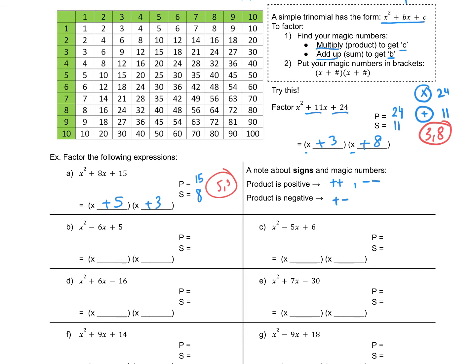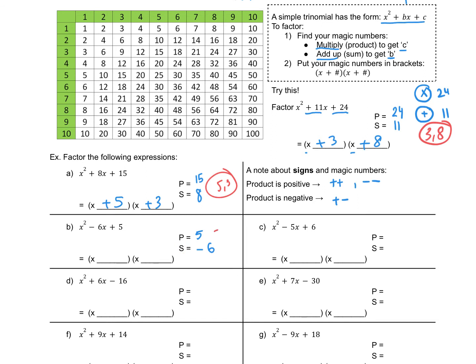Okay, so I want us to keep that in mind now that I'm going to start adding positives and negatives to the expression. So I have x squared minus 6x plus 5. So the product is the constant, the sum is the coefficient of x. So I see the product is positive, which means they're either both going to be positive or both negative. The fact that my numbers have to add up to a negative number, they both have to be negative.